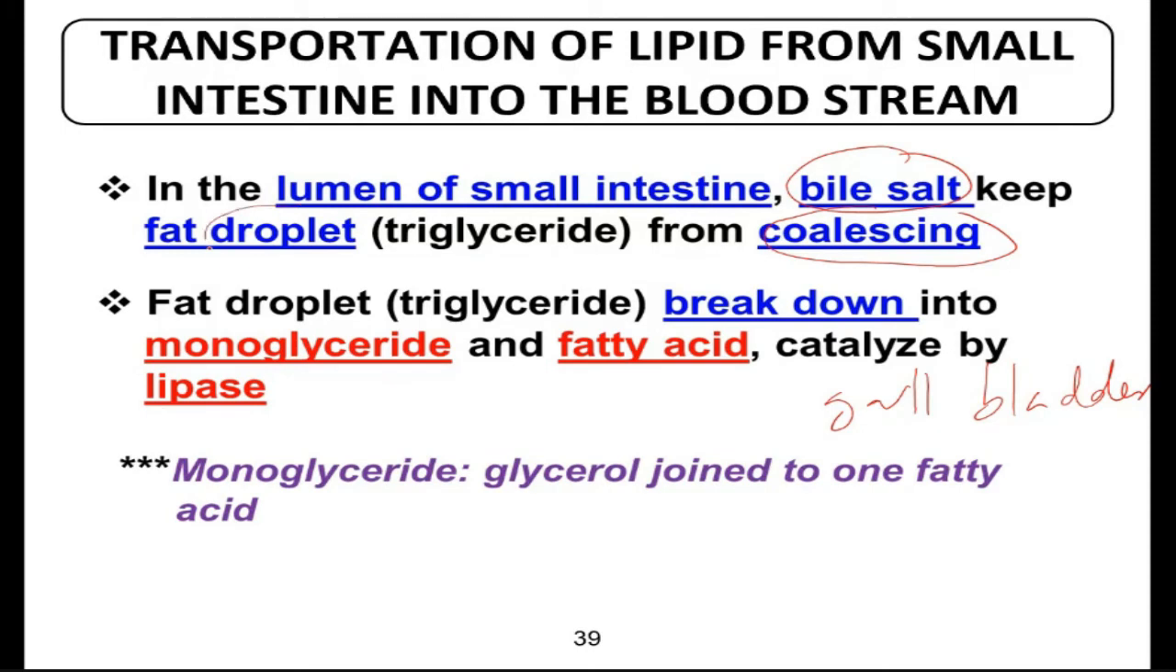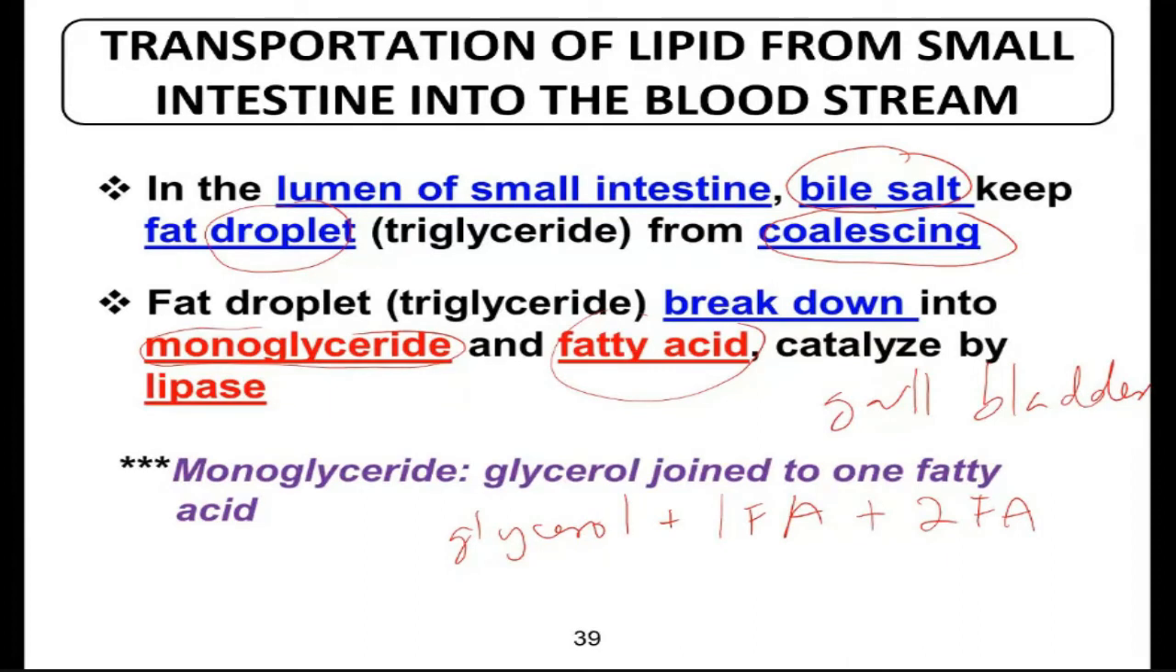Jadi dia mesti the lipid must be in the form of triglyceride. So in the form of droplet, titisan yang kecil-kecil lah. Then the fat droplet will break down into monoglyceride and fatty acid. So ingat balik, triglyceride dia adalah glycerol bergabung dengan tiga fatty acid. So when it breaks down into glycerol and one fatty acid only. Lepas tu tambah 2 lagi fatty acid bebas. So this breakdown of triglyceride is catalyzed by lipase.